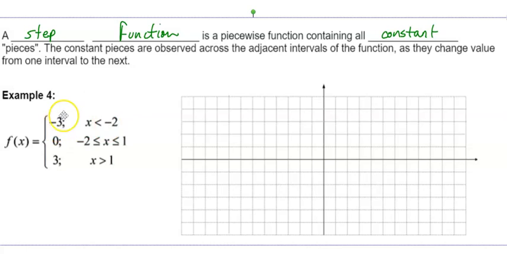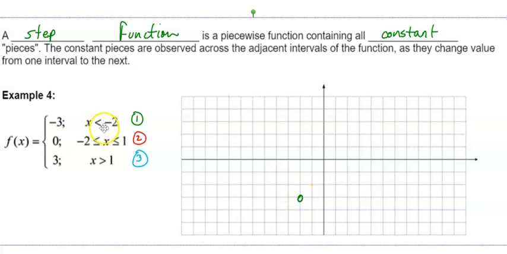So this first piece right here, and I'll continue color coding. First is green, second is red, third is aqua. If I'm looking at this first piece, it is a horizontal line that would cross at -3, but I only want the piece of that line that is left of -2, because it's pointing to the left, less than. So if I go to -2, at -2 that value should be -3, and it should be an open circle because there's no equal to there.